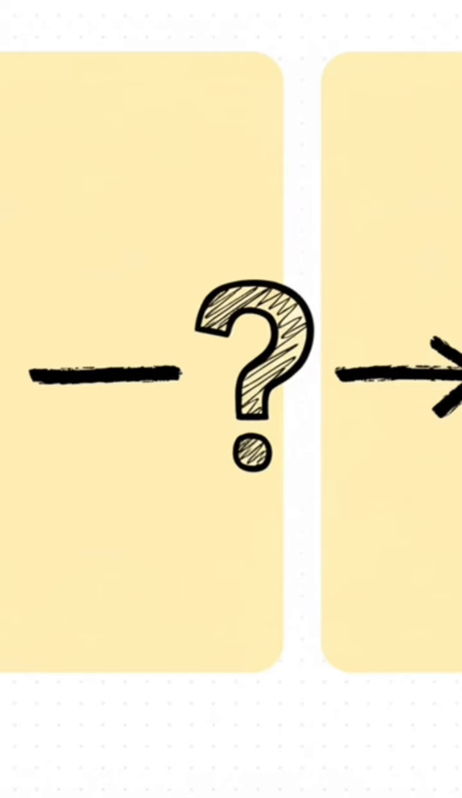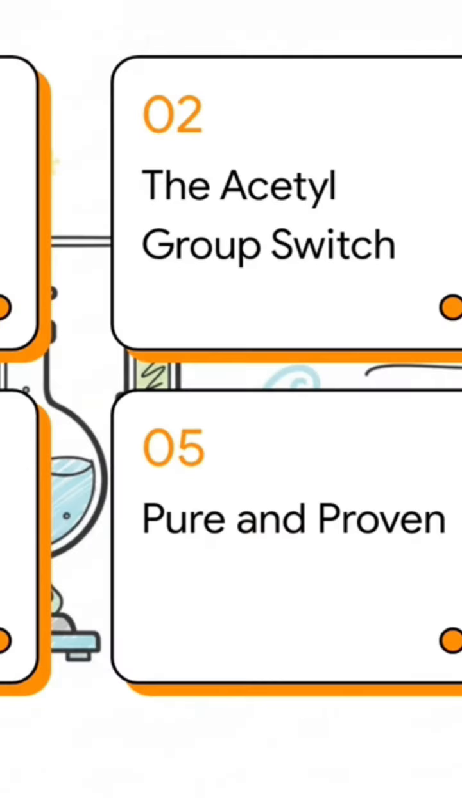How in the world do we get from A to B at the molecular level? So here's the game plan. We're going to walk through this whole thing in 5 parts. We'll meet the molecules, see the key switch that makes it all happen, watch the atoms do their thing, then see how it's done in a real lab, and finally, how we prove we actually did it.